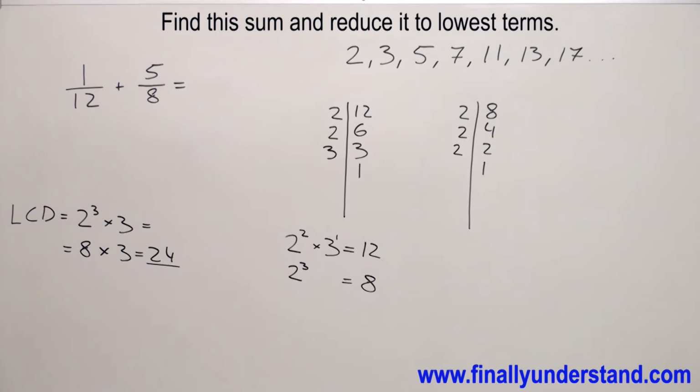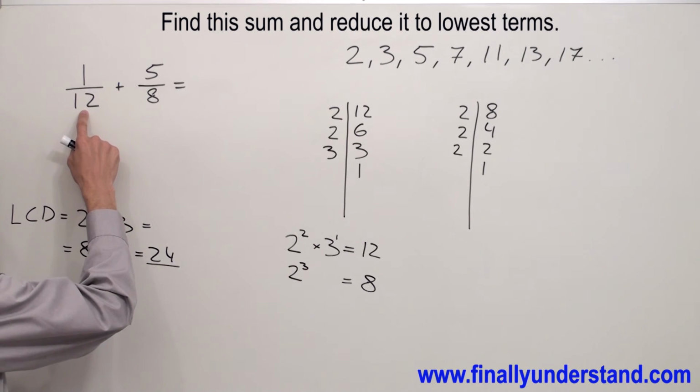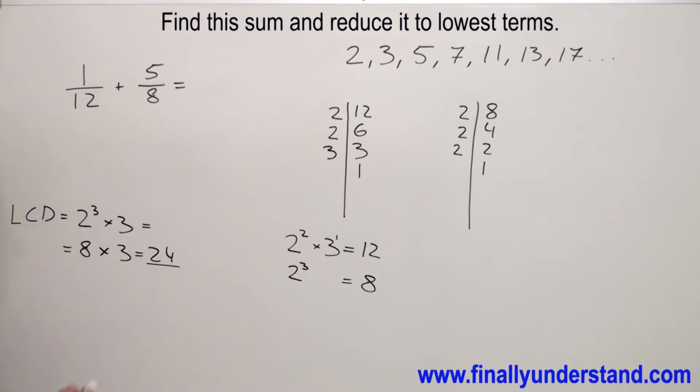Now let's find the equivalent fractions to 1 over 12 and 5 over 8. So I'm going to have 1 over 12 is equivalent. We said the common denominator is 24. Now you have to ask yourself a question: how many times do I have to multiply 12 to get 24? I have to multiply by 2. 12 times 2 gives me 24. Whatever I did in the denominator, I have to do also in the numerator. So if I multiply the denominator by 2, I also have to multiply the numerator by 2. So I have 1 times 2 gives me 2.